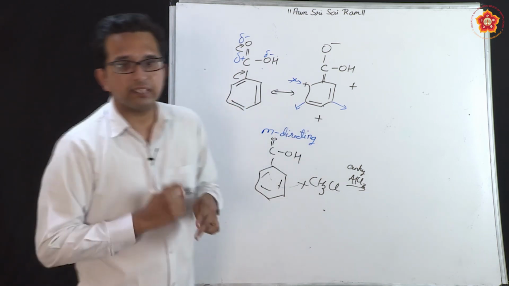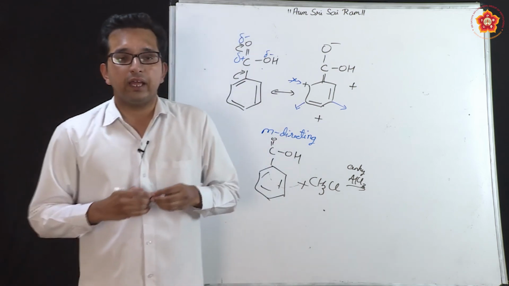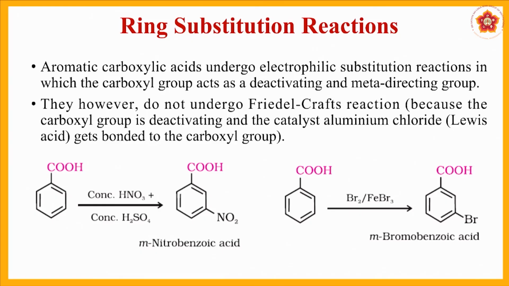So, as you see in the second point, whenever we consider the Friedel-Crafts reaction, it does not undergo the reaction, because the carboxylic acid group which is there is deactivating. What do we mean by a deactivating system? It indicates that the electrons are withdrawn from the benzene ring, and therefore, the Lewis acid nature of the aluminum chloride will not work out, and it will rather react with the carboxylic acid group.